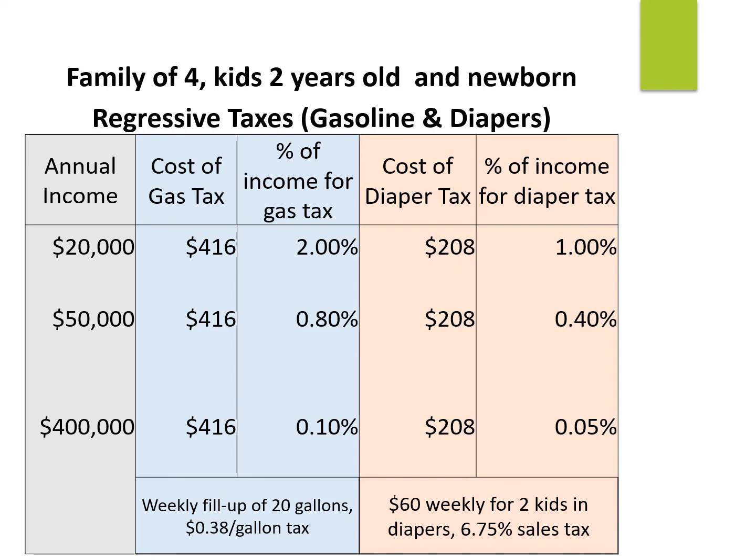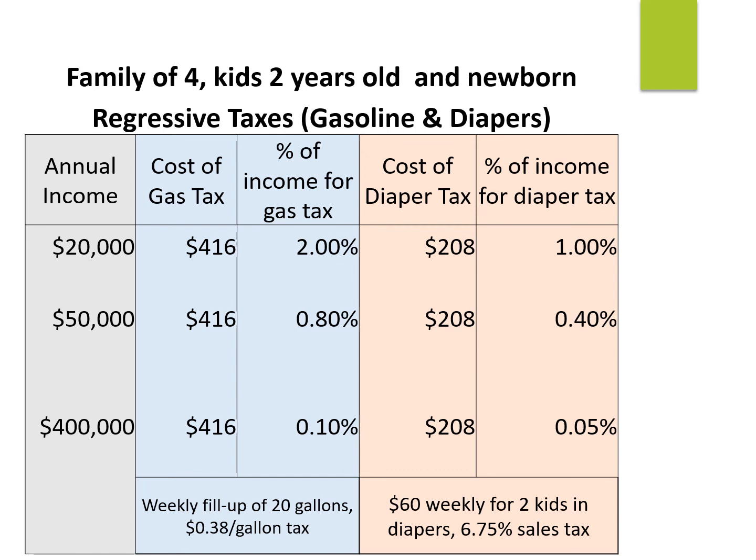So here we see an example. Let's just assume that everybody in this example drives the same amount. You don't have to drive less just because you're poor or drive more because you're rich. Let's say you're commuting to work the same distance and you need 20 gallons a week to do your commute. And that means each one of our households will pay $416 a year, basically, in gas tax.